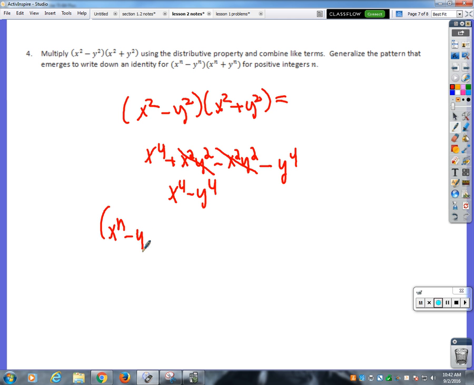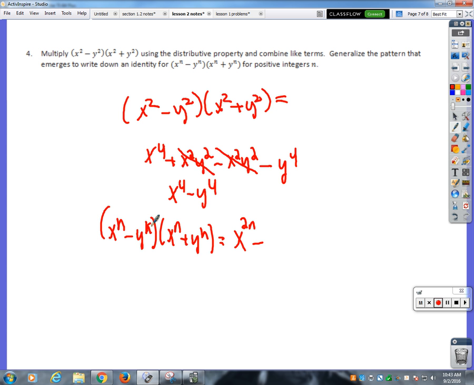X to the nth minus y to the nth times x to the n plus y to the n. What is that answer going to be? X to the, what do you do with these exponents here? You add them. I know it's confusing because you're multiplying the bases, but you're adding the exponents. So n plus n is 2n. If I have an n and then I add another n, I've got two n's.